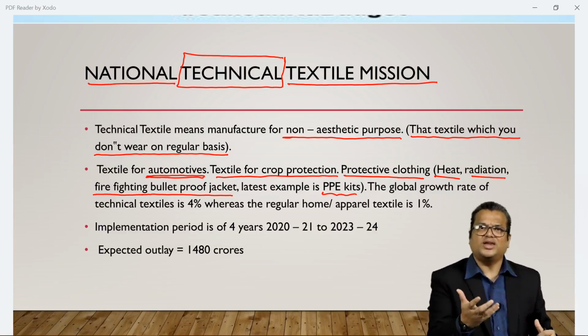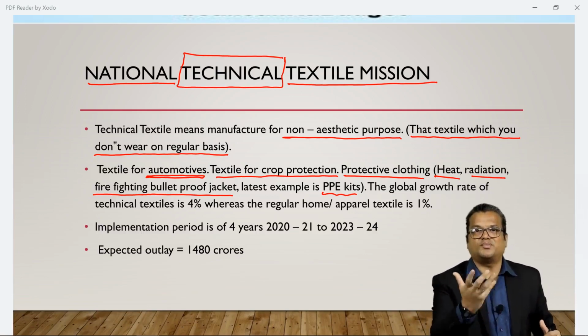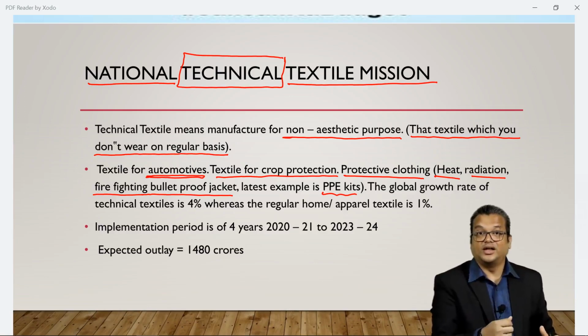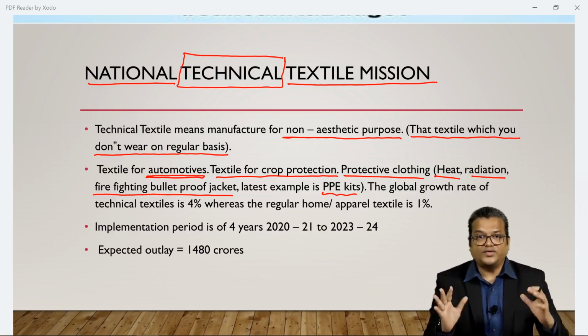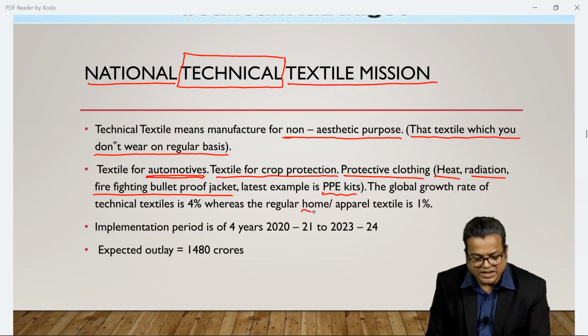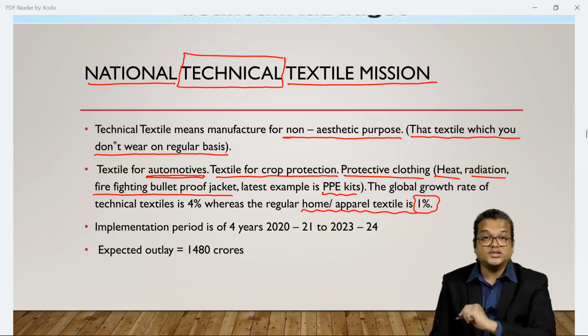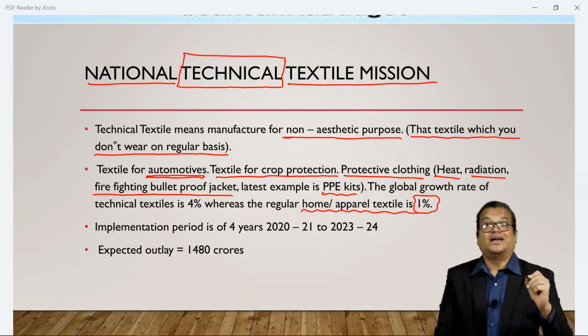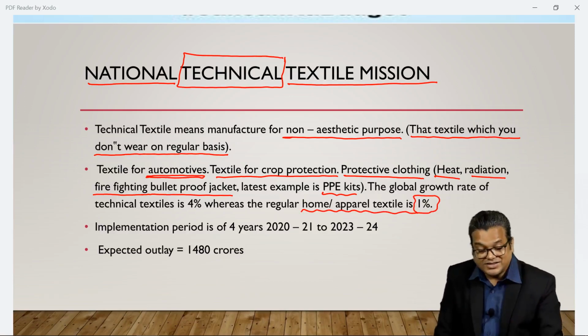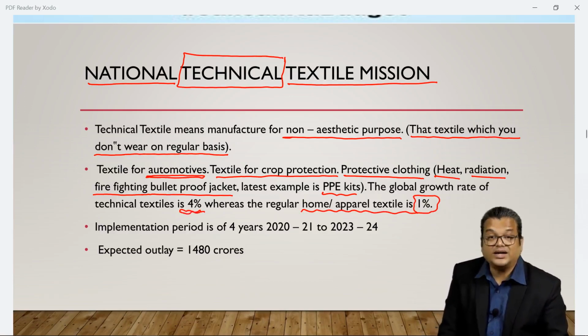But sir, why do we need a mission for that? Why do we need a separate technical textile mission? And the answer is here. The global growth rate of normal home apparel textiles is only how much? 1%. But when it comes to technical textile, the growth rate as compared to that is how much?